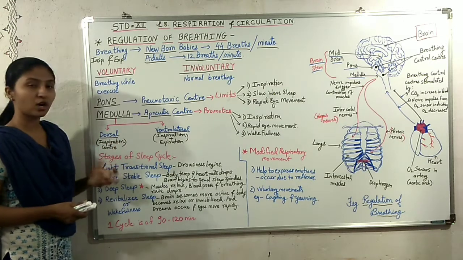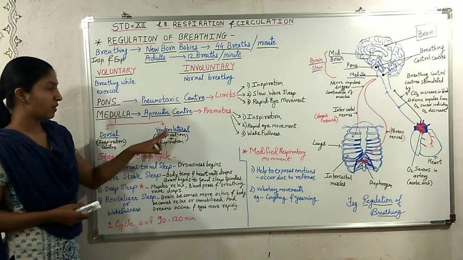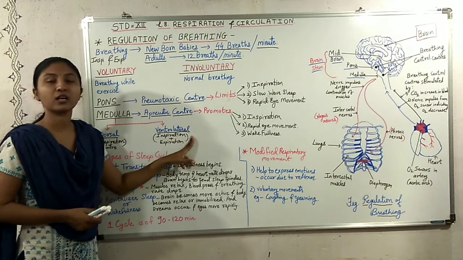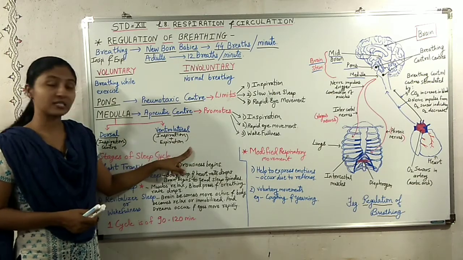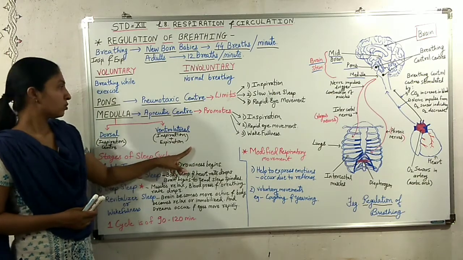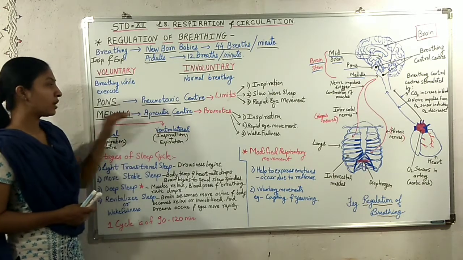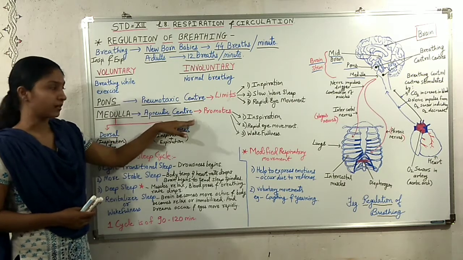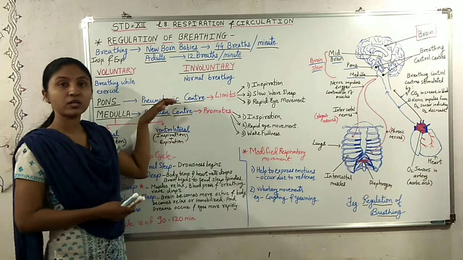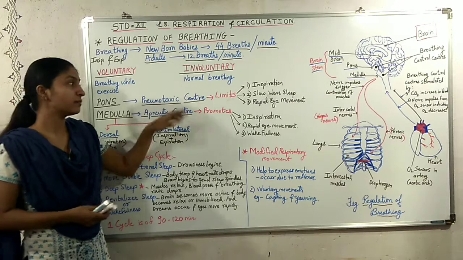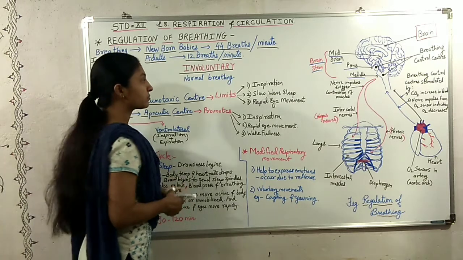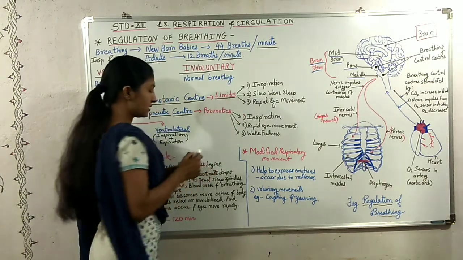Inspiration. That's why it is called the inspiration center. Whereas the ventrolateral part controls inspiration as well as expiration. So the pons is called the Pneumotaxic Center. Medulla is called the Apneustic Center. Now this pons, the Pneumotaxic Center, limits the following things.